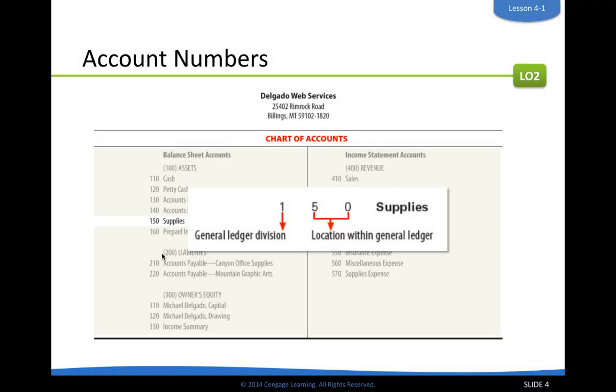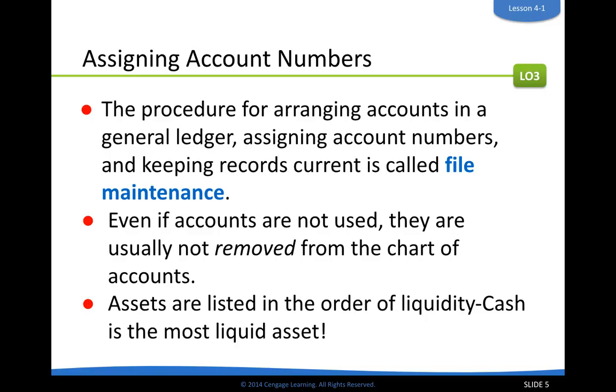And then finally, the next two numbers show you the location within the general ledger. So we start up at the top with 110, and we count by tens. So 150, supplies, is the 5th account in the assets section. So general ledger division, which is assets, and then location within the general ledger.